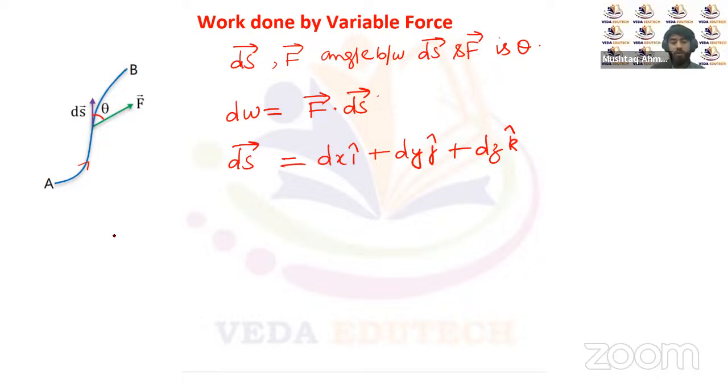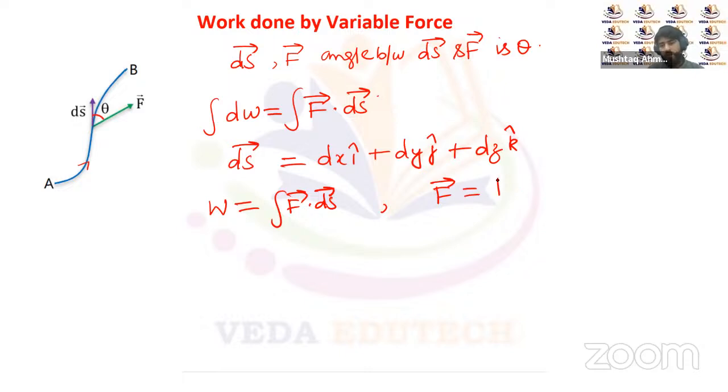Now dw is equal to F dot ds. So the total work done will be given by integrating both sides. So integral of dw will be W, that will be equal to integral of F dot ds. We also know force can have three components: a component along x, that's Fx i cap, plus Fy j cap plus Fz k cap. We can write a force like this also.